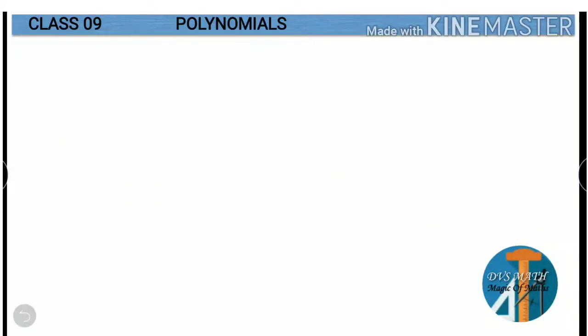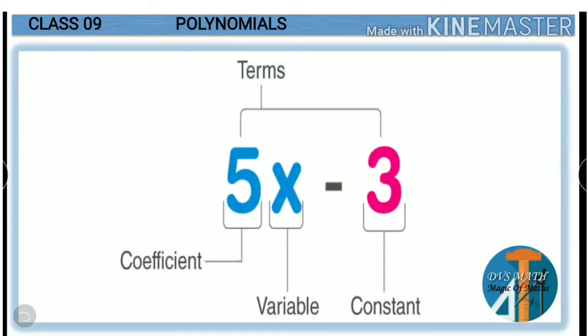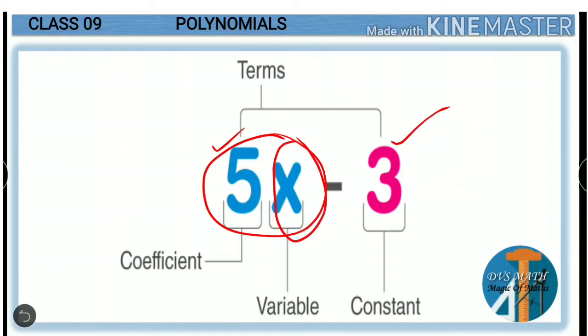Children, see here we have one example, 5x minus 3. It is one expression. Here 3 is a constant, that means we cannot change the value of 3, it is fixed. But observe the other group, 5x. Here 5 is also a constant. Clear? The only thing that is not fixed is x. So we call it a variable, and 3 is a constant.